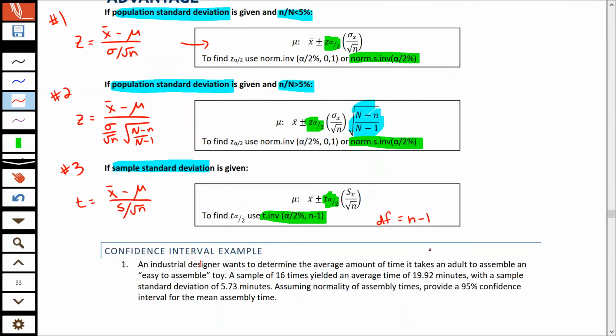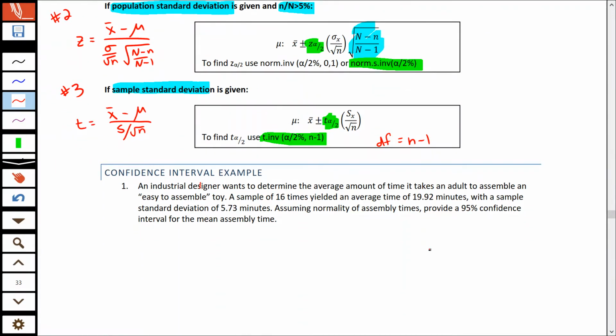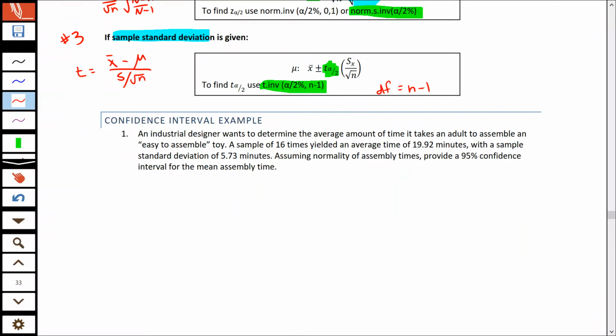And so if we take a look at the example, the main thing that we're going to have to do in any of these problems is identify which situation we are in. So question 1, an industrial designer wants to determine the average amount of time it takes an adult to assemble an easy-to-assemble toy. A sample of 16 items yielded an average of 19.92 minutes. So we have a sample, so our n is 16. The average time, so that's our x bar, is 19.92 with a sample standard deviation. So S is 5.73, our sample standard deviation.